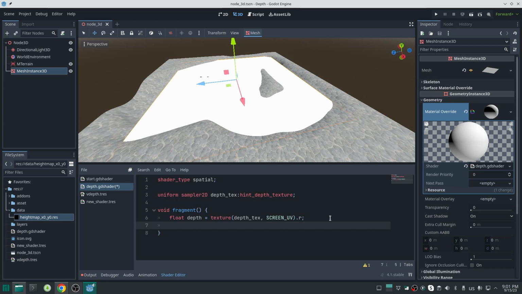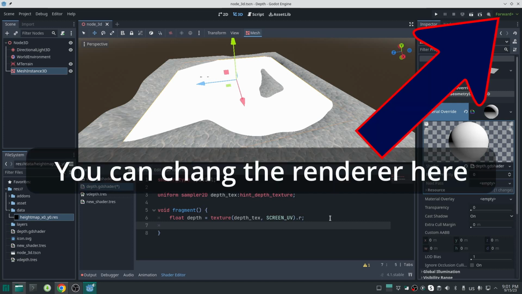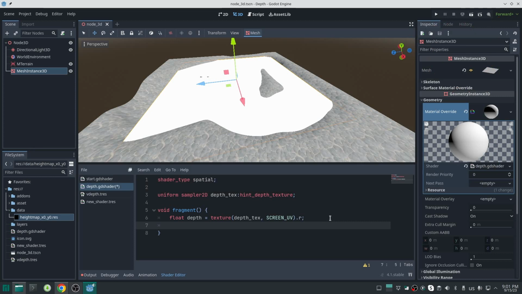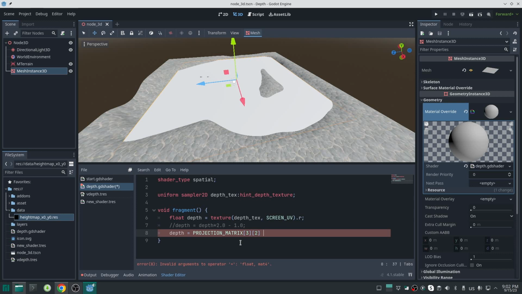But if you use OpenGL, it is between minus 1 and 1. So that means if you use compatibility as your renderer, which uses OpenGL, you should remap this between minus 1 and 1. And you can do that this way. But as right now I am working with Vulkan, I comment this line. Well, now we use the formula that we obtained previously to calculate the depth in the view space.